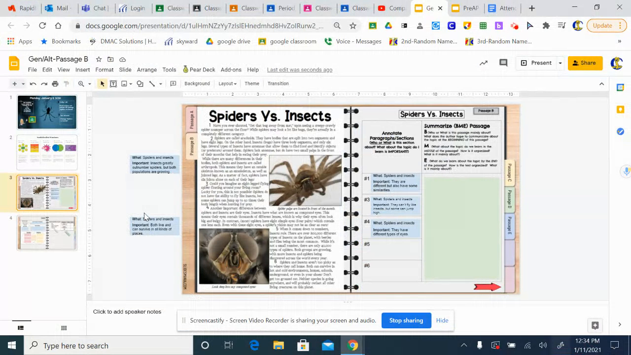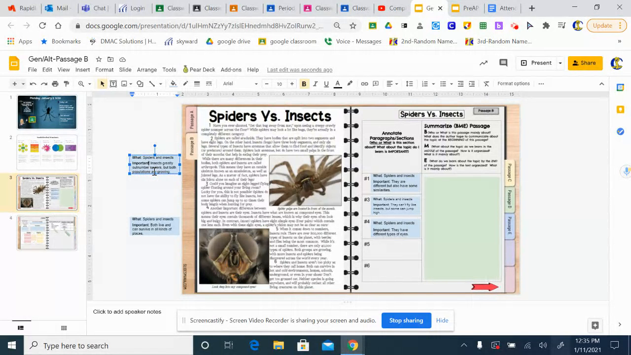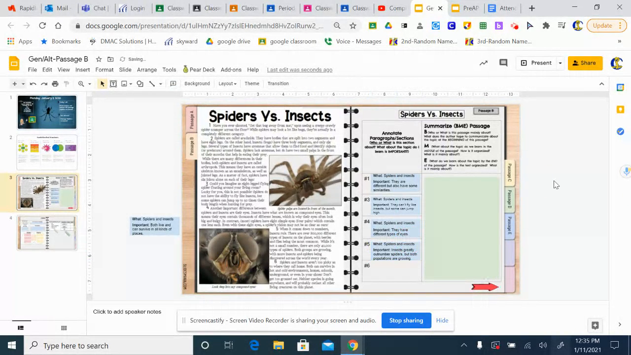Okay, so now we have two boxes left. We know it's about spiders and insects, but what is it talking about in paragraph 5? Okay, it's talking about numbers, the numbers of species found. So the answer would be right here. It talks about how the insects greatly outnumber the spiders, but both populations are growing. So you take this box, drag it to the number 5, notes for paragraph 5.